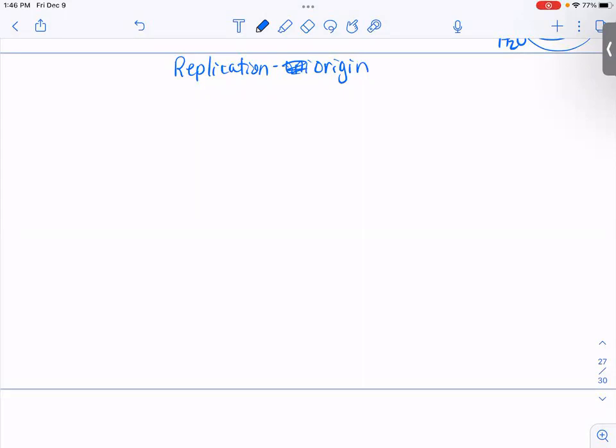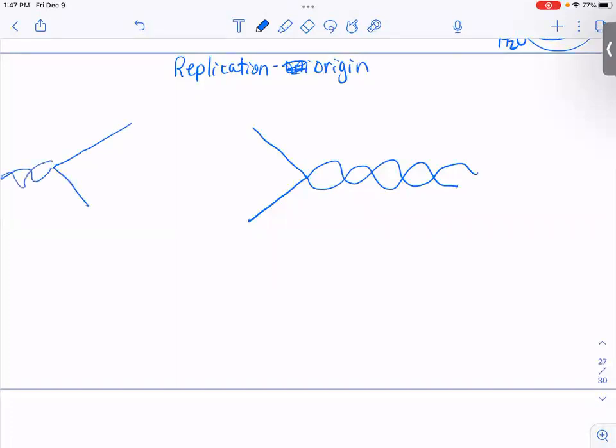So let's draw it like this. We usually draw it the other direction, so let's draw it this way this time. All right, so here's a replication fork. And of course there would be another one going off this way, because it's the circular DNA, and it's going to open up.